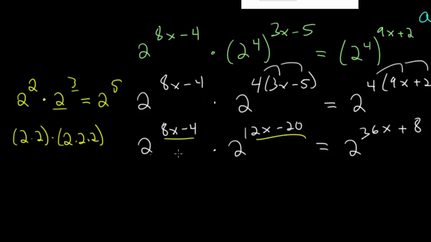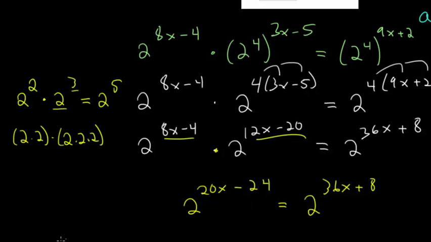So they have the same base. We are multiplying, so we're just going to add these two expressions. So we have 8x plus 12x, that's 20x. And we have minus 4 minus 20, so that's minus 24. And on the right, we're just going to rewrite it. We have 2 to the 36x plus 8.